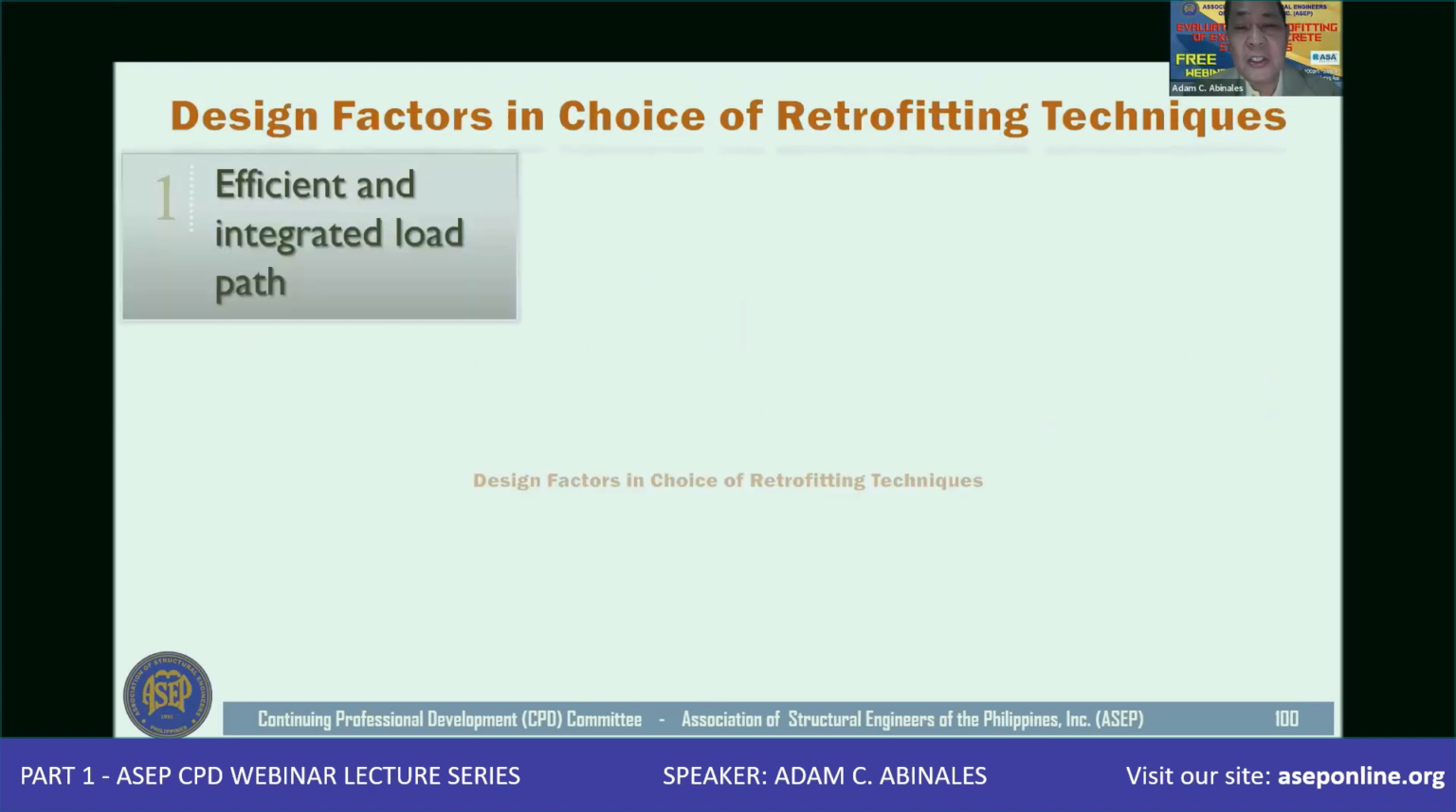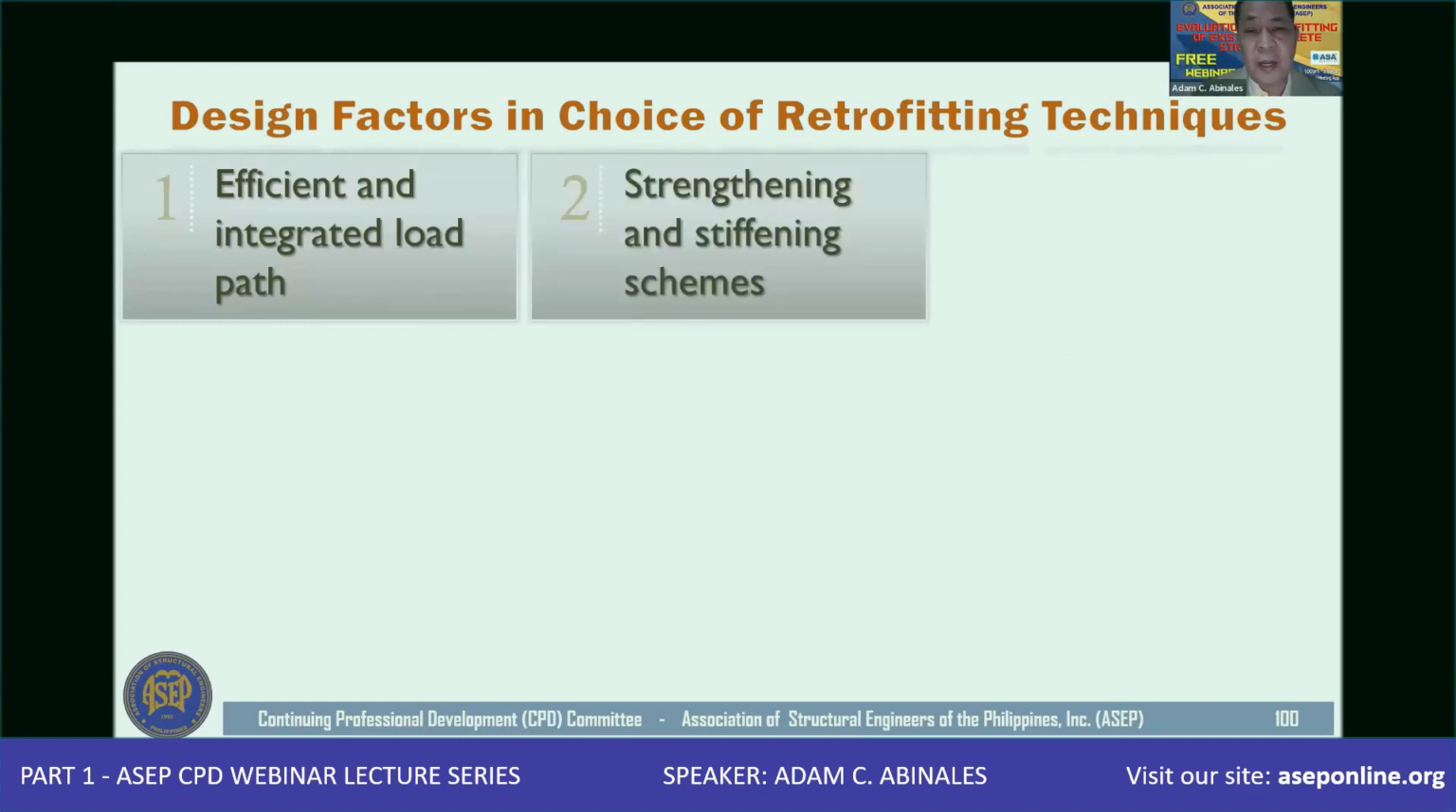In designing, the choice of retrofitting techniques, before you go into the design, first you have an efficient and integrated load path. Make sure that you will be able to really analyze your structure and identify this. Then you think about the strengthening and stiffening schemes. You don't think of one technique or two techniques. You have to think of all possible strengthening techniques. In fact, when we did some project for one government agency, we have to prepare 3 schemes, and that is the minimum requirement of that agency.